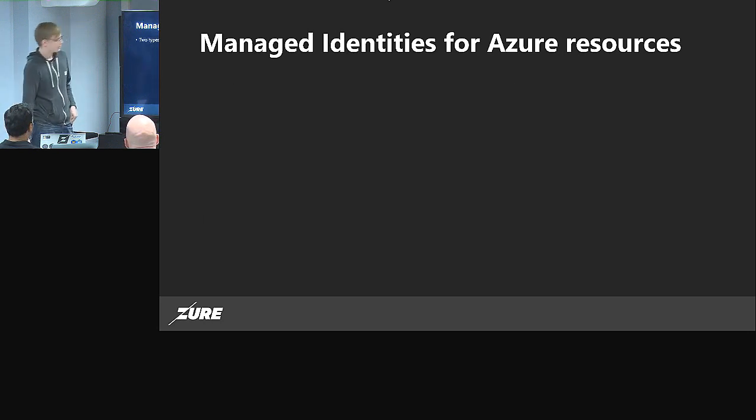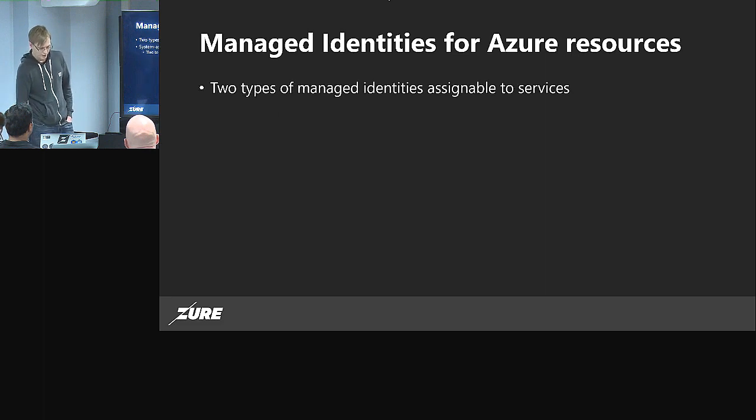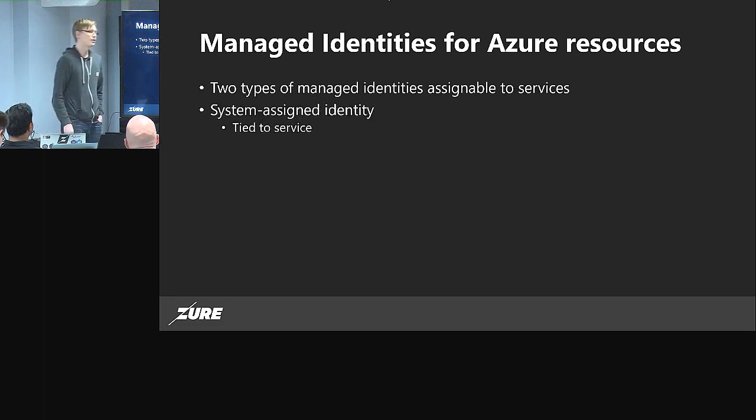So there's 2 types. There's the system-assigned identity, which is tied to a service, for example, an Azure App Service. You can enable this, and an identity will be created that is specific for that app service. It will be deleted when the app service is deleted, right?